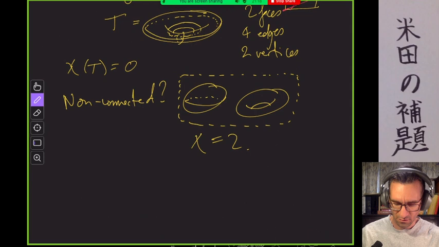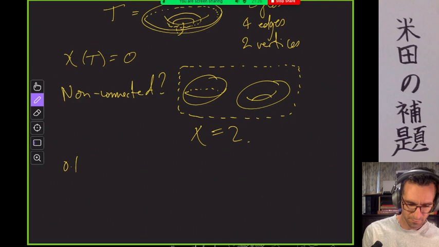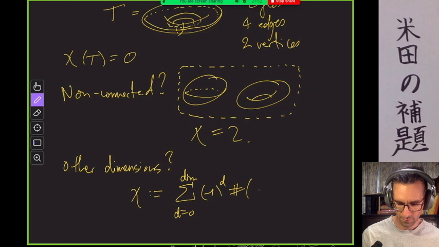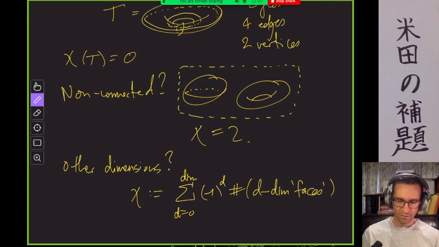So what else? We have other dimensions. Let's say we have some kind of way of cutting up our space, whatever it is. So the Euler characteristic is defined to be the sum over dimensions, with signs, of whatever our d-dimensional faces are. And so this can't tell us anything about dimension, because we can take a graph, for instance, or we could take some three-dimensional thing that's glued together out of cubes, and so we just get a single number.